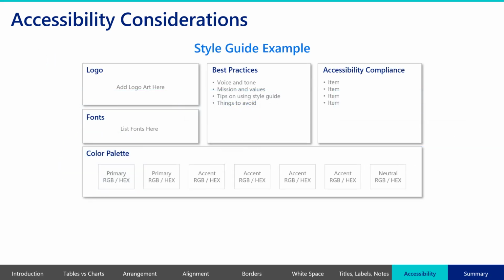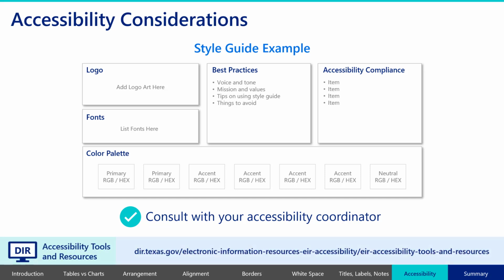Your organization may have a style guide that can be consulted when designing your data tables. Consult with your organization's accessibility coordinator, communications department, or other relevant department to find out if your organization has brand-approved guidelines or requirements. You can also find more information on accessibility tools and resources on the Texas Department of Information Resources website.